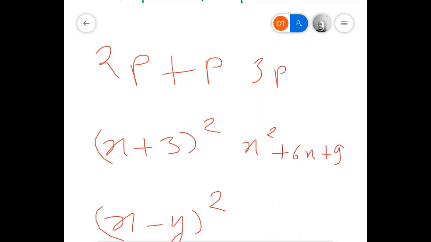Okay, again moving further, using the identity a minus b whole square. Okay, so what is a minus b whole square? a square minus 2ab plus b square. So by that, what we will get? x square minus 2xy plus y square.